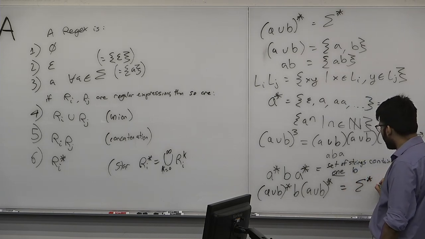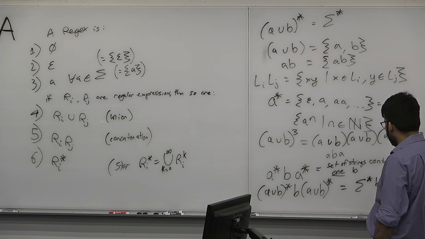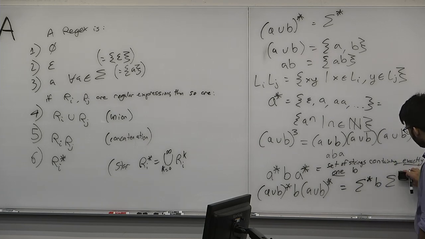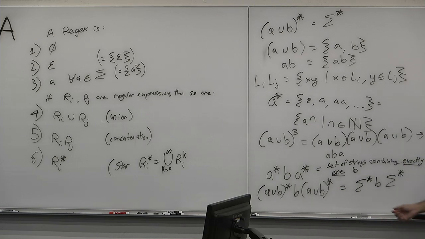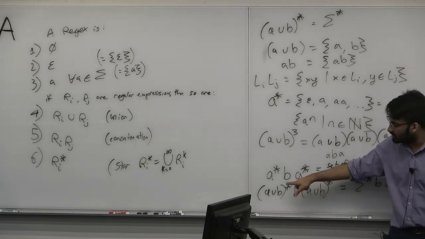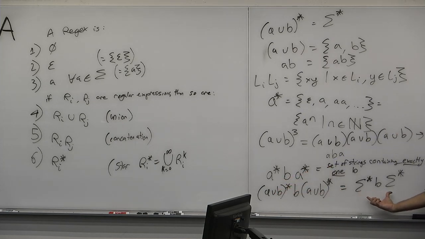Sometimes we write it like this to be short, because A union B star is kind of annoying to keep writing. So a lot of times we just write sigma star as a regular expression. So this is: non-deterministically choose any prefix, fix a B somewhere in the string, non-deterministically choose any postfix. But the B has to be there, right? There could be B's in here and there could be B's in here. There couldn't be B's in the A stars, right? So this is a regular expression for the set of strings that have at least one B.